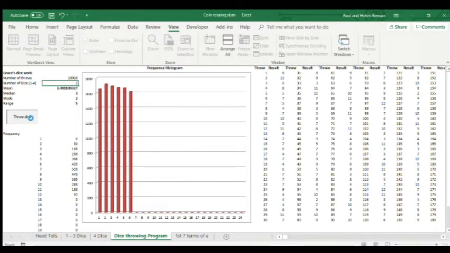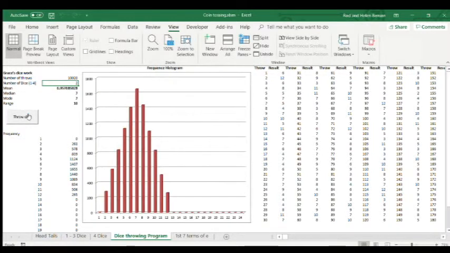So here we go, now we have 2 dice and it's working away. Now you can start to see this pattern happening again. So obviously you can't have 1, because with 2 dice the lowest is 2, but you can see that the number 7 dominates over the number 2 and 12, because there's many more ways of getting a 7 than there is of getting a 2 or a 12. Well, not many more ways, but there are more ways.